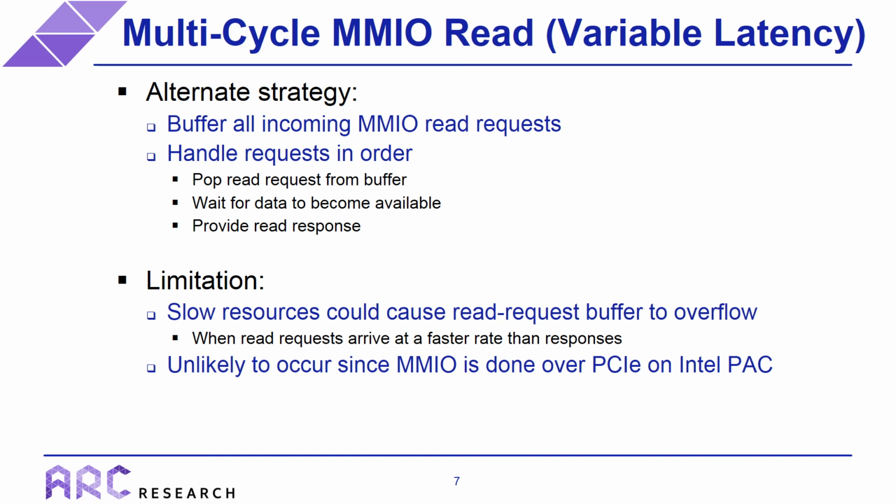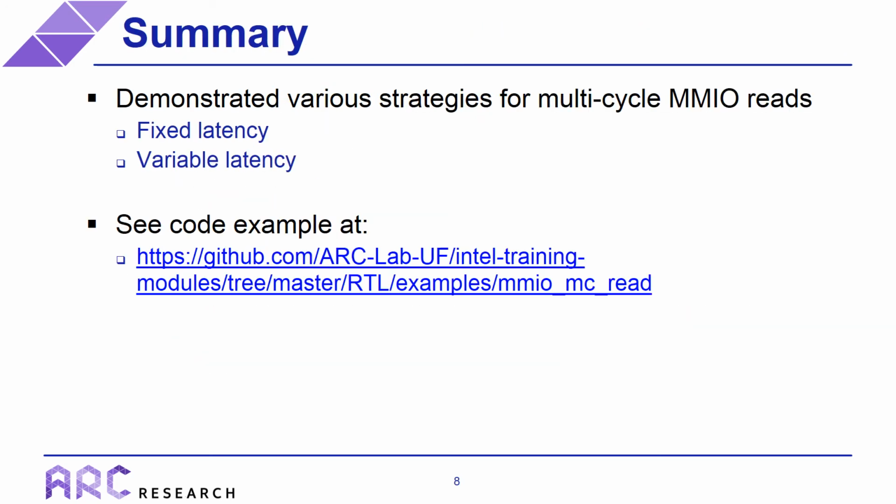All right, just to summarize, in this presentation, I demonstrated various strategies for multi-cycle MMIO reads. I talked about a fixed latency strategy where we simply delayed the read response until we had all of the data that we needed. I then talked about several variable latency approaches where we basically used FIFOs to wait different amounts of time. And I just want to remind you that there is a code example on the repository that demonstrates the fixed latency example that I talked about on these slides.